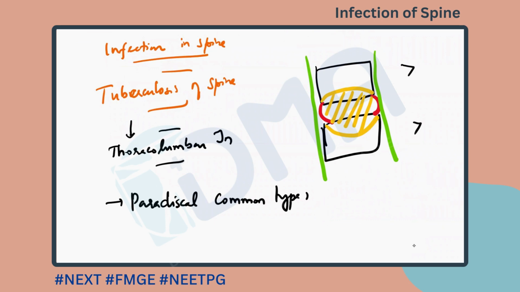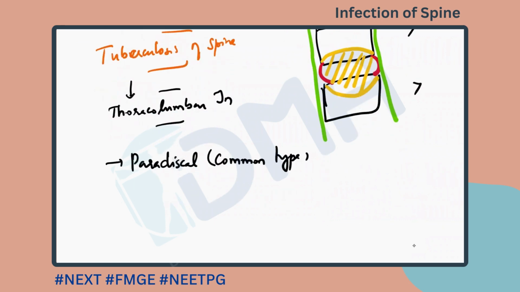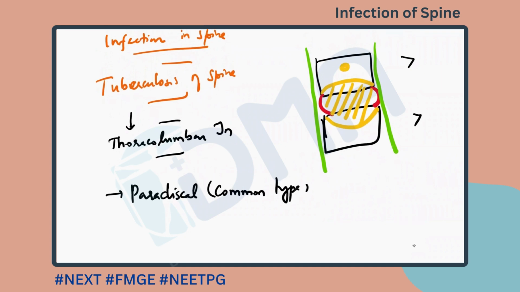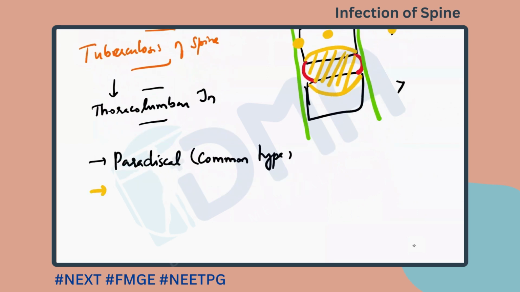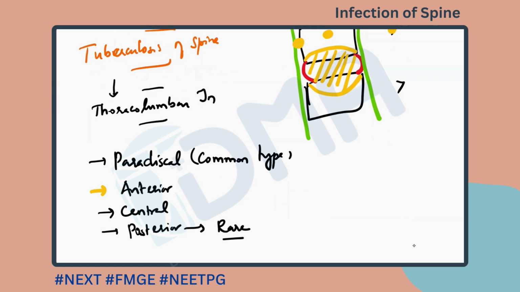So, what are the other types of TB spine? Then infection can be seen in the center of the spine. It can be seen in the anterior aspect of the spine, or it can be seen in the posterior aspect of the spine. So, they are further classified into anterior type, central type, and posterior type. Of this, posterior type is the rare type. So, most common type is paradiscal variety.